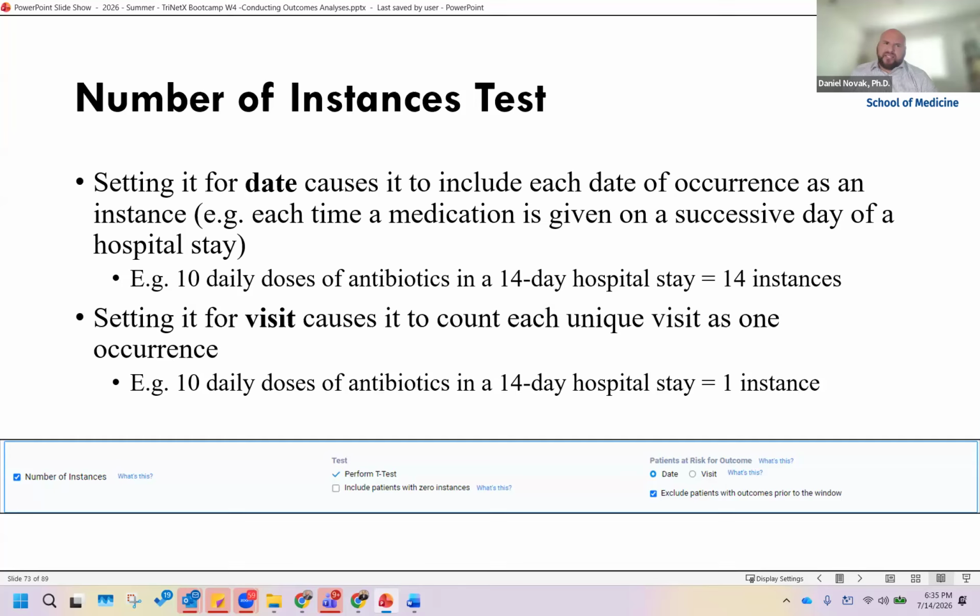Okay, I want to close out this little section on the number of instances test. Setting it for date causes it to include each date of occurrence as an instance. This tool basically tells you how many times the event you're looking for, your outcome, shows up in the patient's record. So setting it for date is every day that it occurred. For example, how many days the person was on antibiotics versus how many visits. If they had 5 visits where they were given antibiotics in a 14-day hospital stay, that would be more likely to show that.